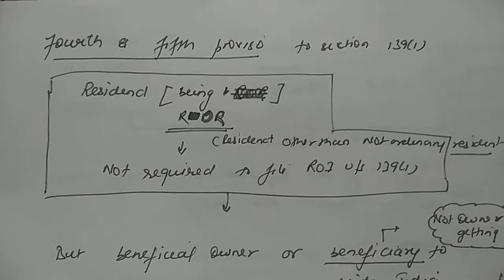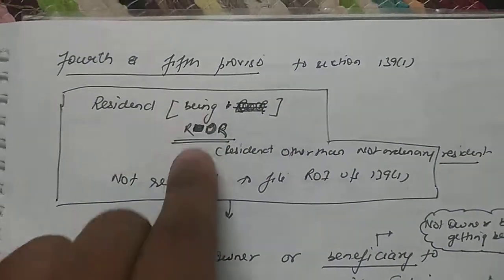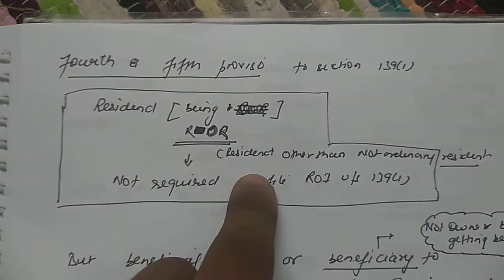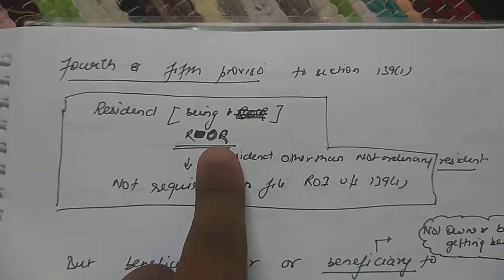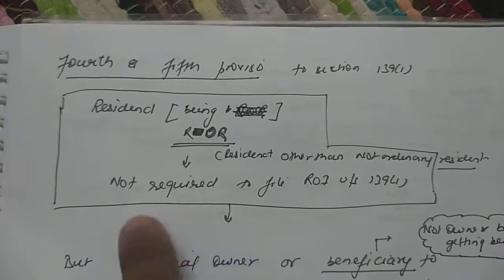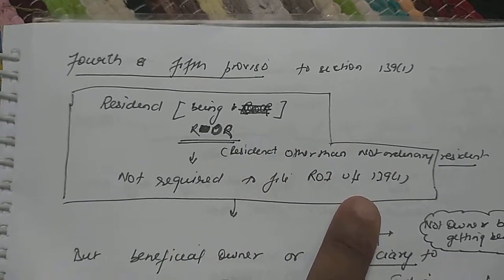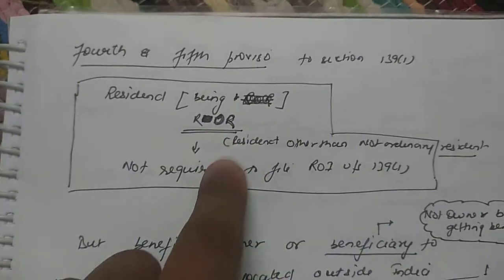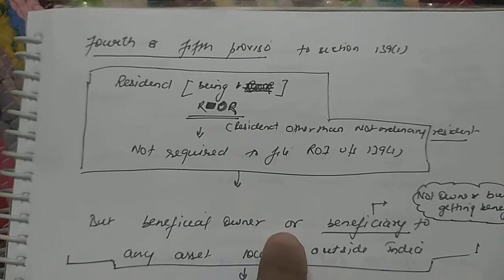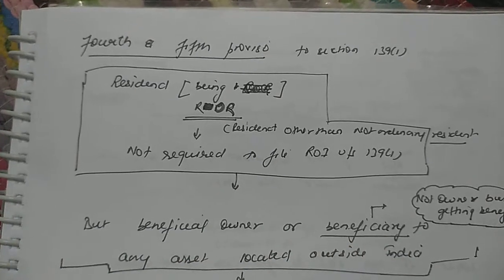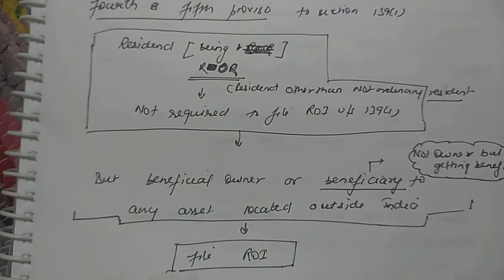Now let's move forward and talk about the 4th and 5th provisos to section 139(1). They talk about a resident other than not ordinary resident, meaning a resident and ordinarily resident, who is not required to file the return of income under section 139(1) as we discussed earlier, but who is the beneficial owner or beneficiary of an asset located outside India. Then that resident is required to submit the return of income.